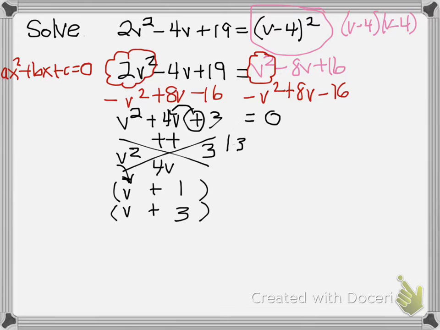So if I multiply across, that's going to give me a 3v. And this way it'll give me a 1v. And if I add those together, that's a 4v. So I'm looking good so far. But am I finished? Because this is the deal.